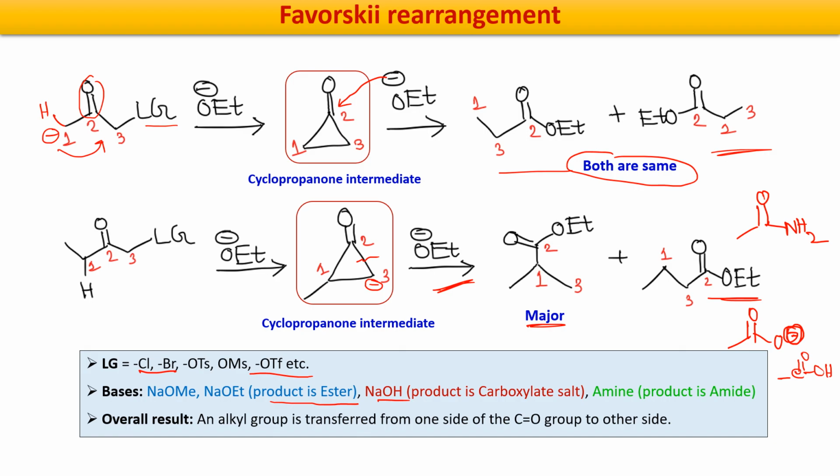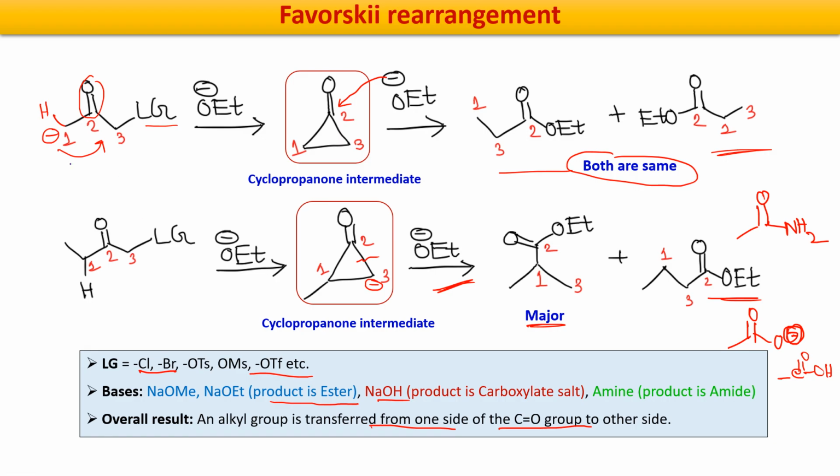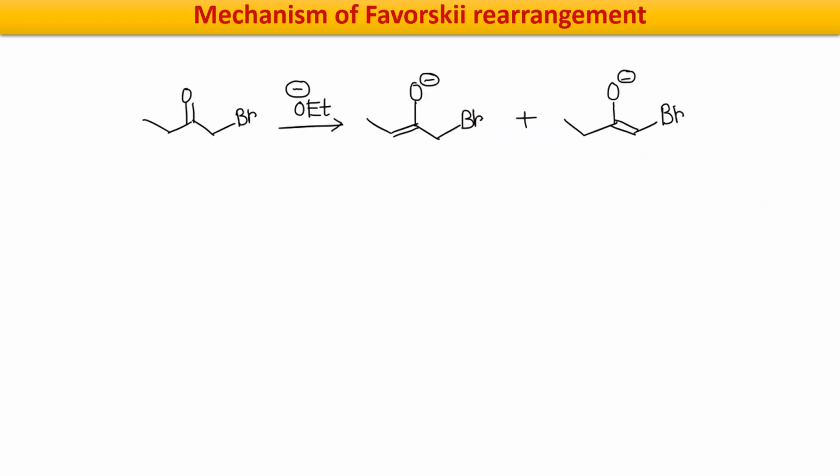Okay, fine. The overall result: an alkyl group is transferred from one side of the C=O group, that is carbonyl group, to the other side. Now what does it actually mean? See in this example, 2 carbon is the carbonyl carbon. One side you have 1 carbon, another side you have 3 carbon. But after reaction, both 1 and 3 are on the same side of 2, isn't it? Same is also for the second compound, second example. So this is the overall change that is happening, that is written here as overall result: alkyl group is transferred from one side of carbonyl to the other side.